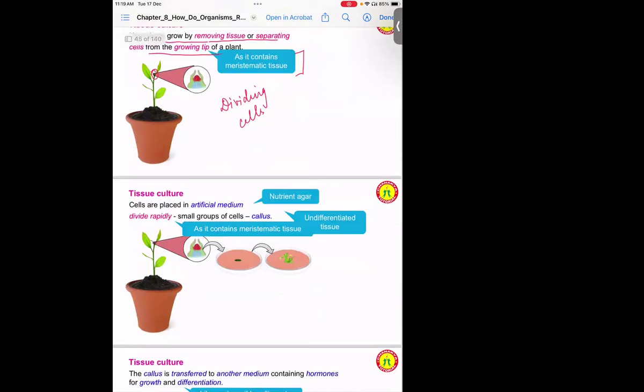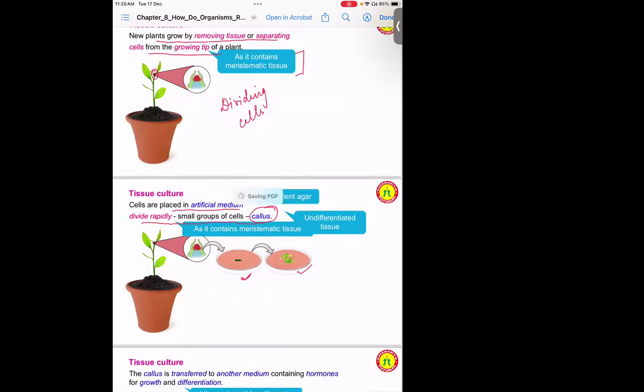Now here the cells are placed in an artificial medium. They can take any artificial medium and place the cells there. After some time, they divide rapidly and form a small group of cells which we call a callus. So you can see they have taken the artificial medium and kept the cells, and slowly and gradually they have converted into the callus, a group of cells.